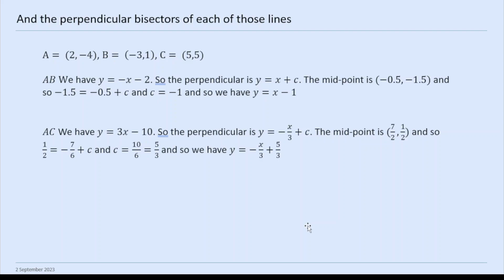Okay, now for AC, we started with y equals 3x minus 10, and so the perpendicular is y equals, we take the negative reciprocal, so minus a third is the gradient of the perpendicular. So we've got y equals minus x over 3 plus c. The midpoint of AC is 7 over 2, 1 over 2, so we substitute that in, and it's a little bit of fractions here. We get a half equals minus 7 over 6 plus c. So c is 10 over 6, 5 over 3.